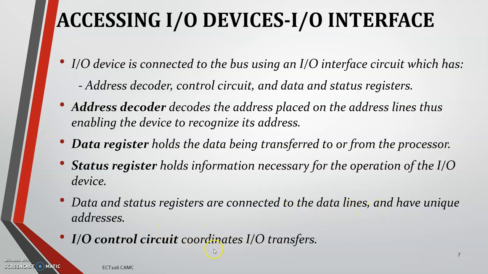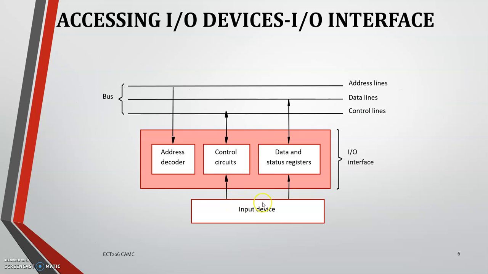The control circuit coordinates the input-output transfer. So control signals will be placed in the control circuit. It coordinates the transfer. The data and status registers hold the data and status signals, and they are connected to the data line. The control circuit is connected to the control line.